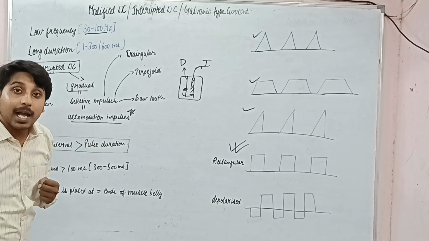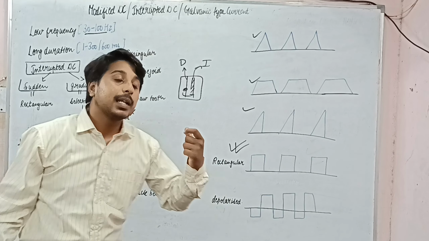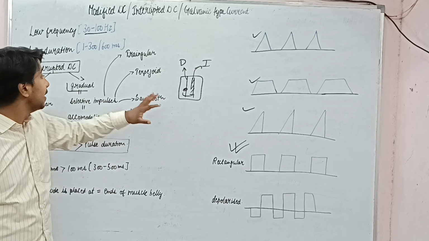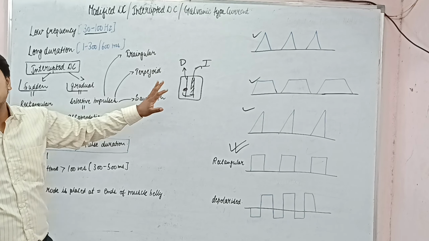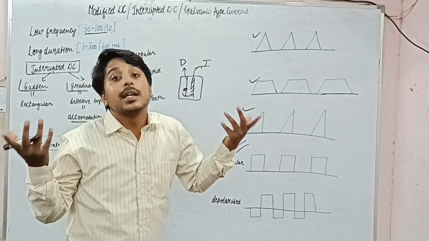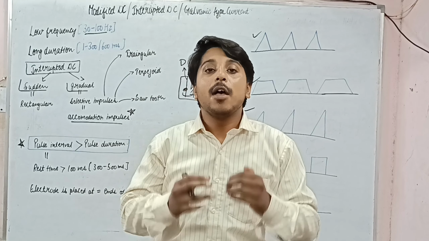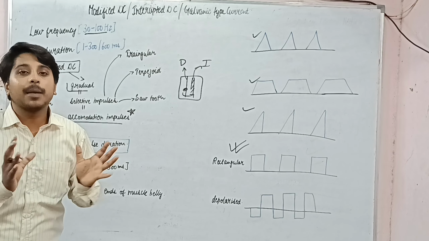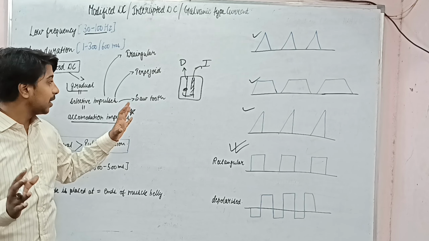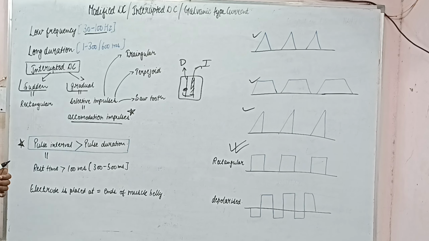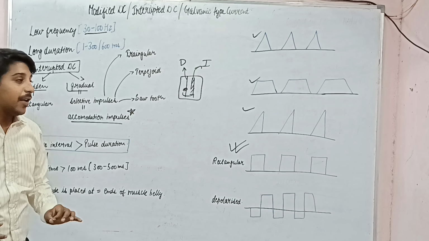What is the second explanation? The second explanation is that stimulation happens at a lesser intensity when we use selective impulses as compared to rectangular ones. What is the benefit? Sensory stimulation is less with selective impulses, so the patient gets a comfortable feeling and stimulation still happens. So this is about the definition and the various waveforms.